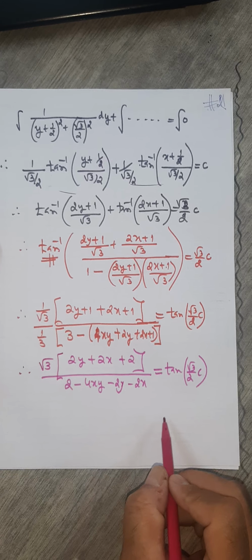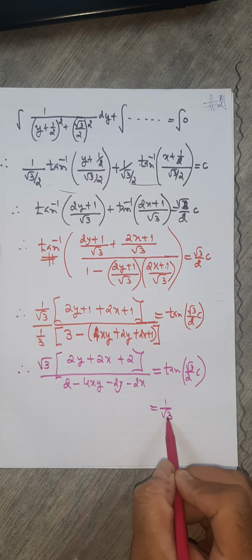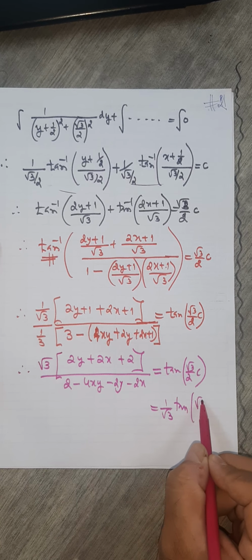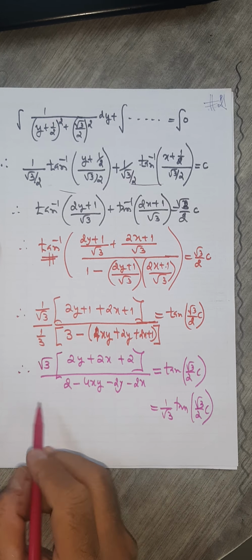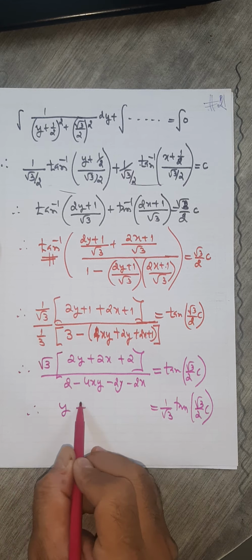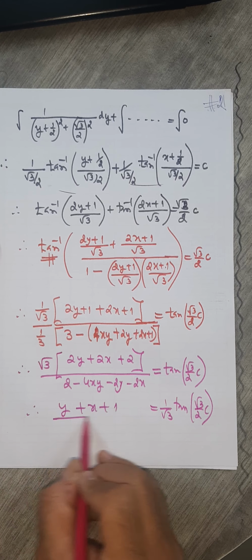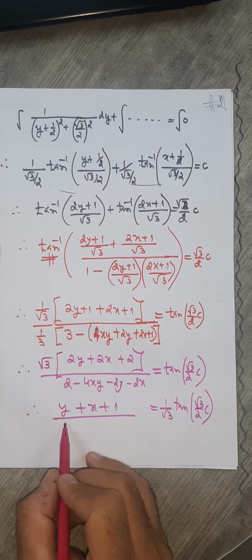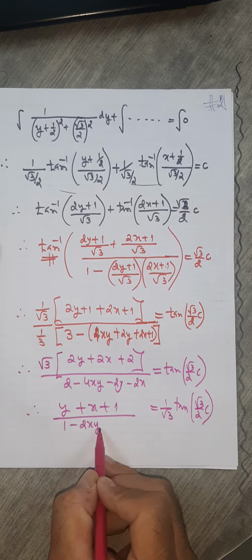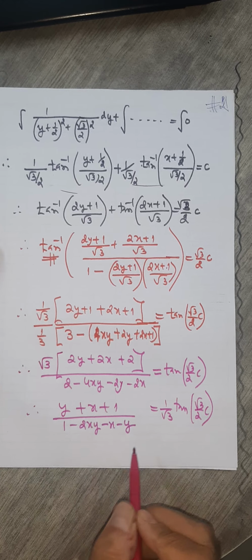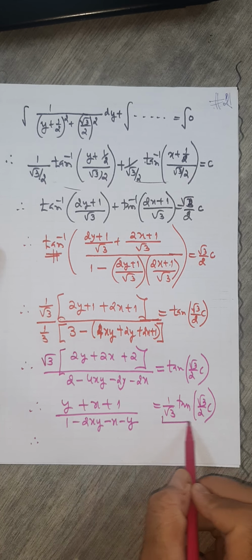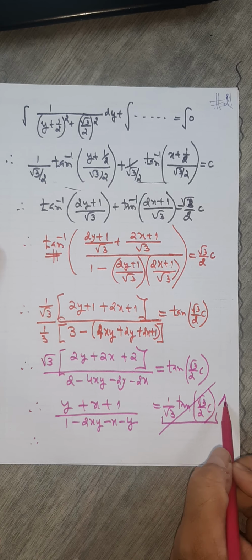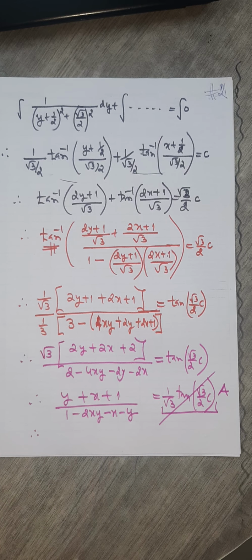So here you have 1 by root 3 tan of root 3 by 2c. This is a constant again. Take 2 common, that will get cancelled with this. So you have y plus x plus 1 upon 1 minus 2xy minus x minus y. You can call this some constant a, remember. Call this a constant a. That's a parameter or arbitrary constant.